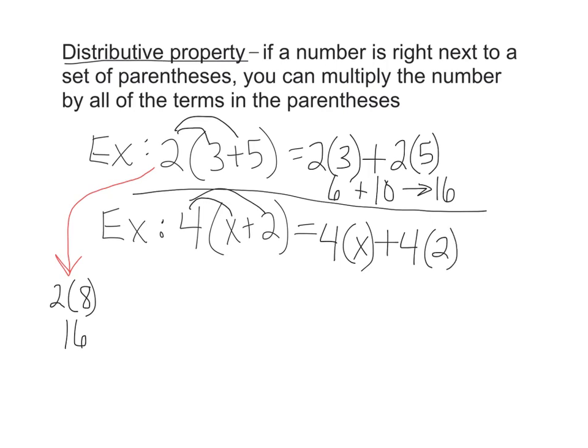When we do this, 4 times x is just the same as 4x, and 4 times 2 is 8. Since we don't know what x is equal to, these are not like terms, we cannot combine these together. So this is as much as we can do with this. 4x plus 8 would be our final answer.